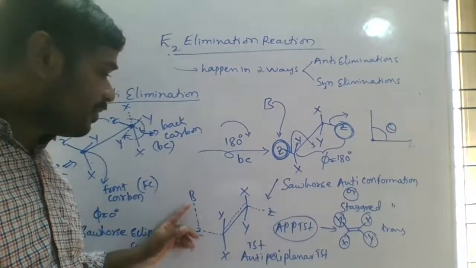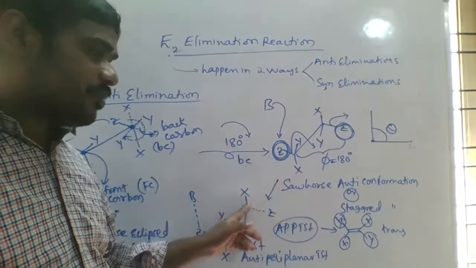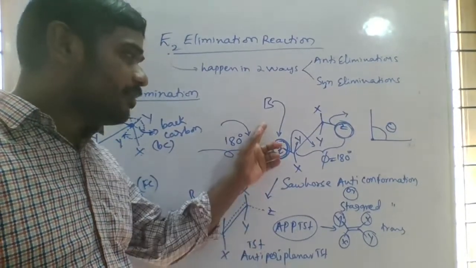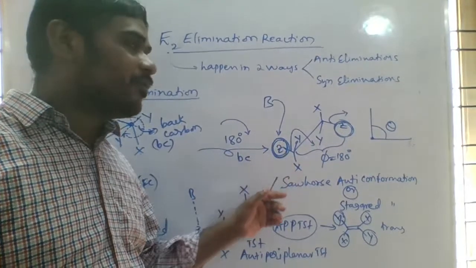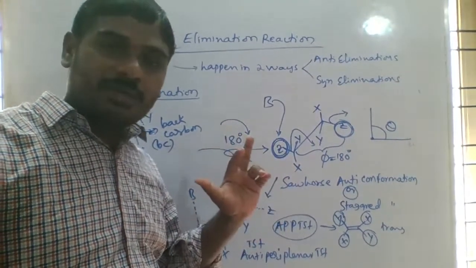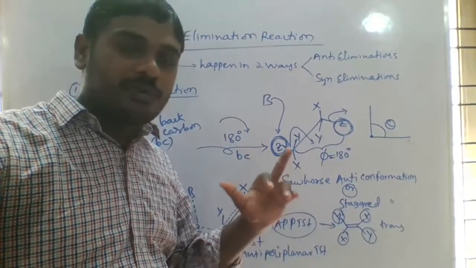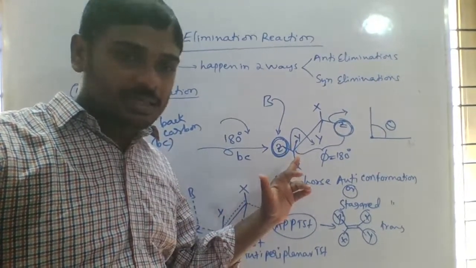But the approach of the base is a slow step. So in the slow step, how many species are involved? Two species are involved: one is the base and the other is the reactant. Therefore, the molecularity is bimolecular. In the rate determining step, the number of species involved is 2. Therefore, it is a bimolecular reaction.